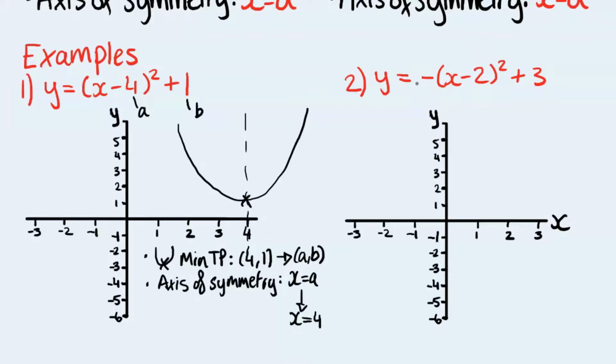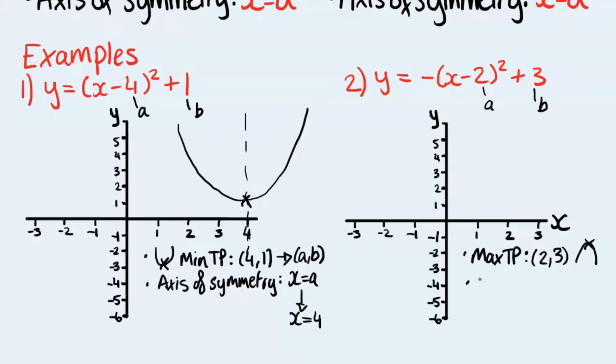So let's move on to this second example. We have y is equal to minus (x minus 2) all squared plus 3. So this is thrown in with that negative in front of it just to confuse you a little bit. But when you see this, what you know is that you have a maximum turning point. And then the coordinates are going to be, well, that 2 is going to be a, and that 3 is going to be b. So what we have is the maximum turning point of (2, 3). Okay, so it'll look like that.